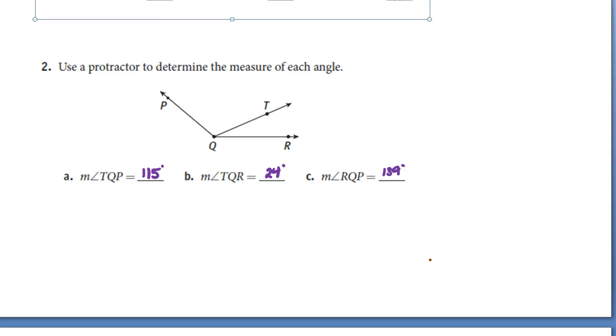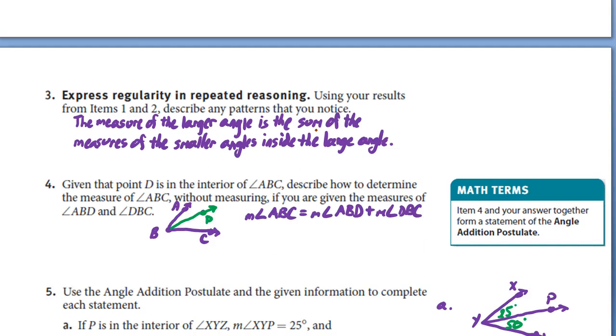Number 2, use a protractor to determine the measure of each angle. We're not going to take the time to actually use the tools, but again, lay the bottom straight edge along one of the rays, and then wherever the other ray is crossing through the number, read the number off. Here are the 3 measurements for this picture. Question 3. Using your results from items 1 and 2, describe any patterns that you notice.